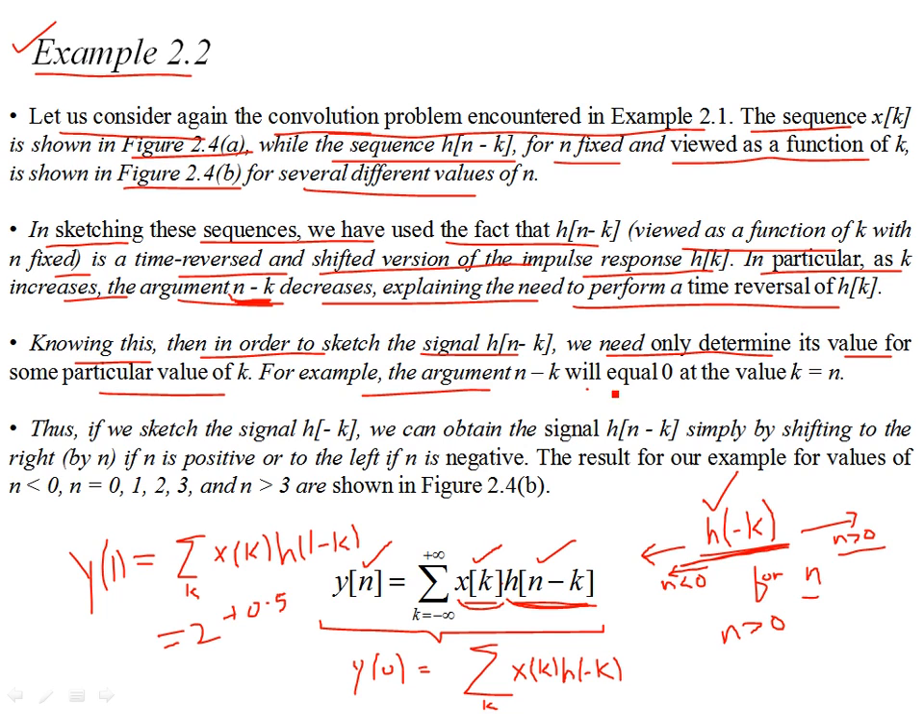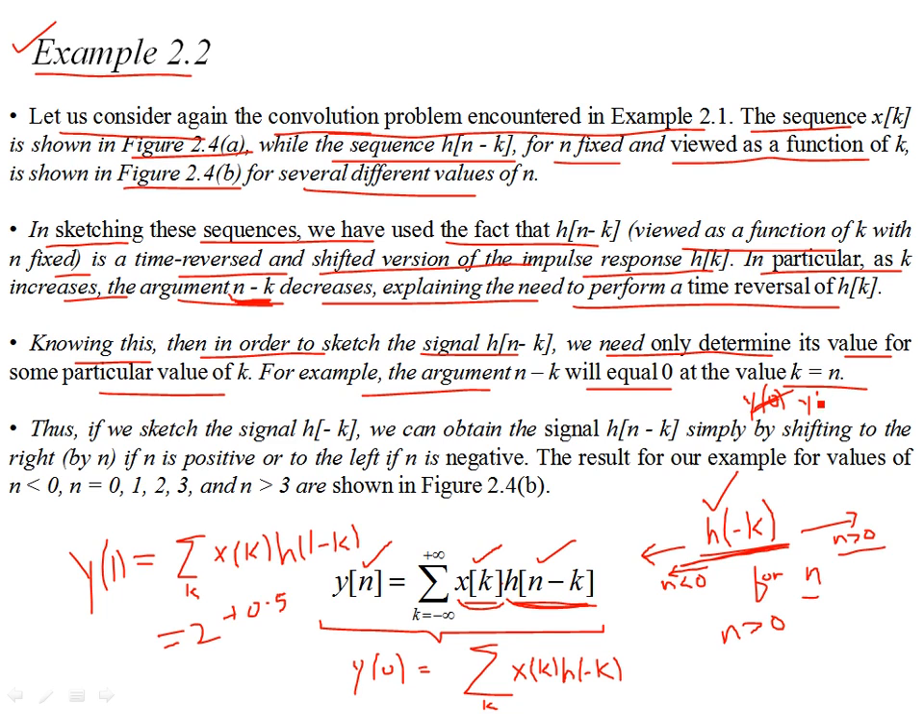For example, the argument will be equal to 0 at k equal to n. So when k equals n, you are evaluating y of 0, because this argument becomes 0. So for n equal to k, you are evaluating this, which is actually y.